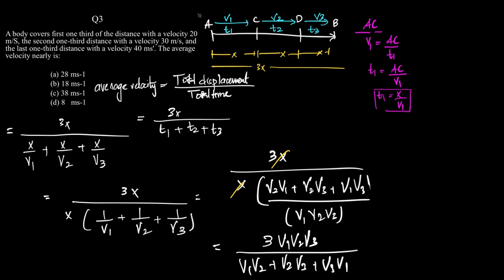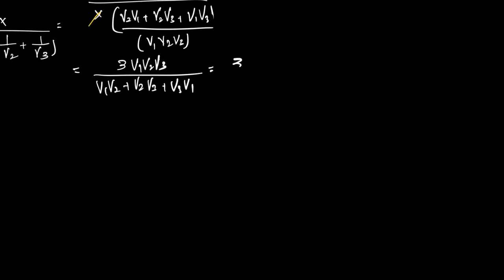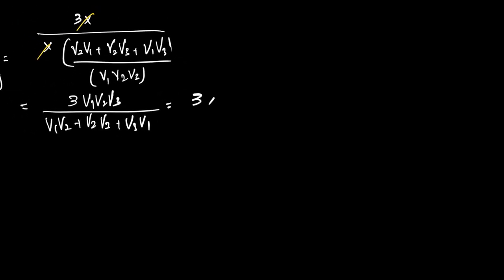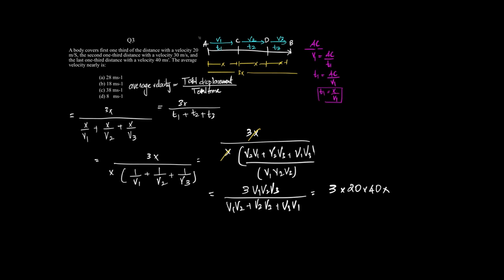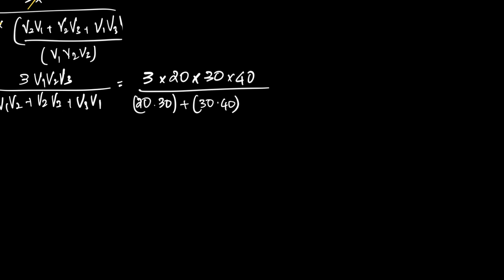Okay, so now in this case, this can further be written as, according to the question values here, let me just cross check the values. It's 20, 30 and 40. So 3 times 20 times 30 times 40 the whole upon 20 into 30 plus 30 into 40 plus 40 into 20.